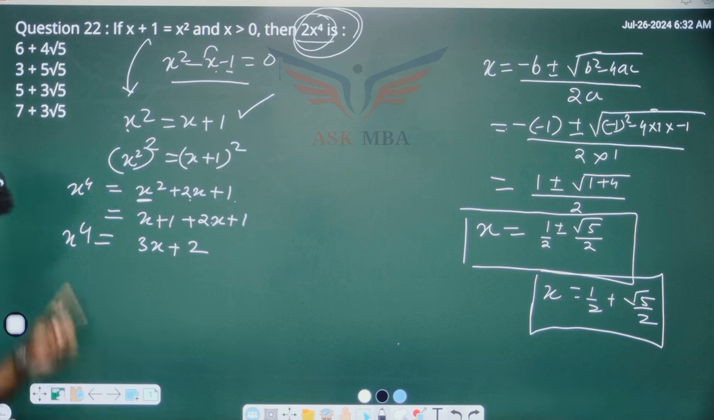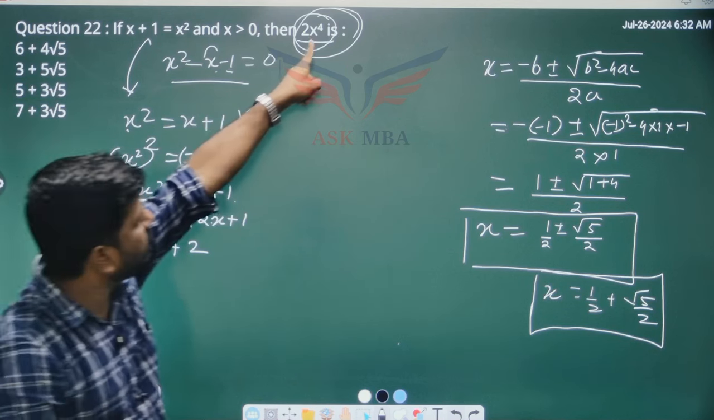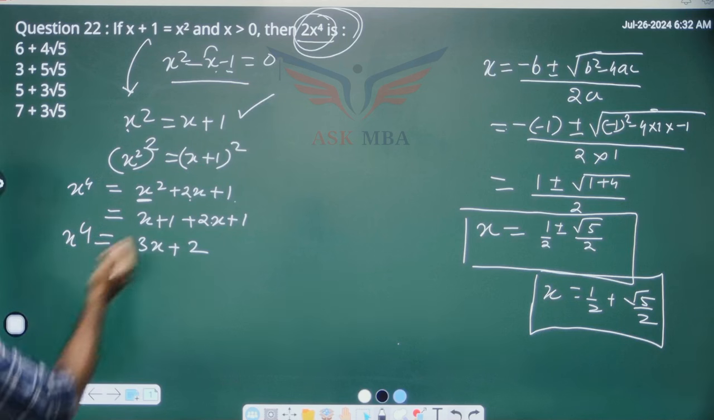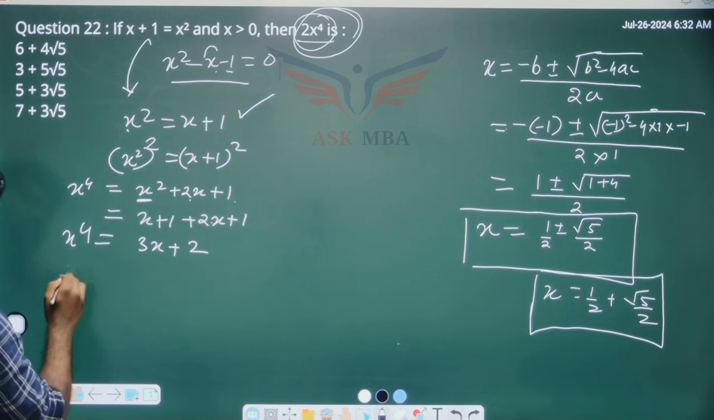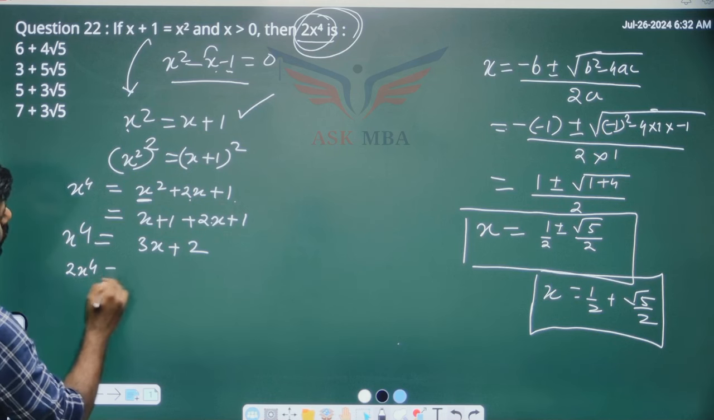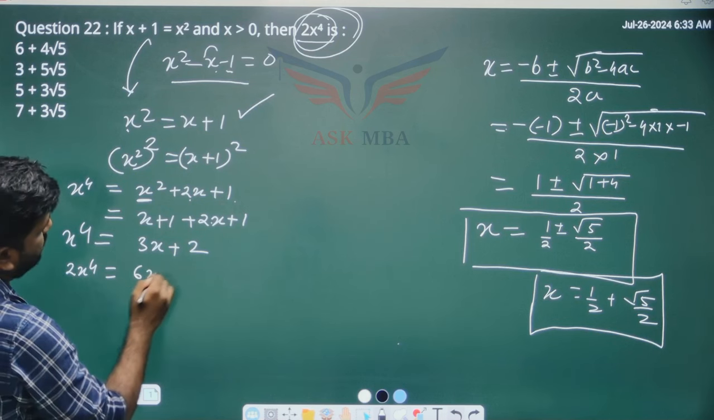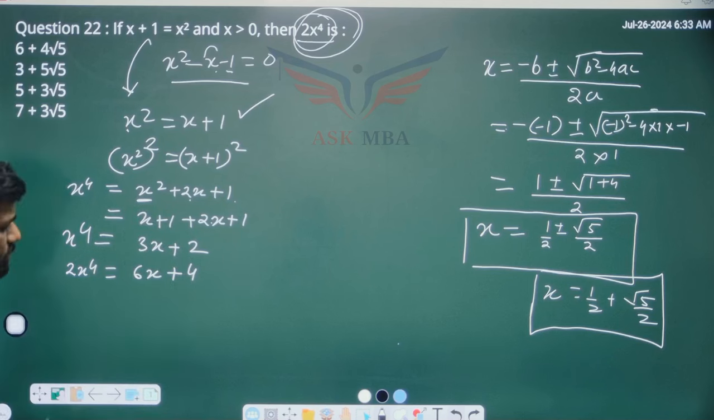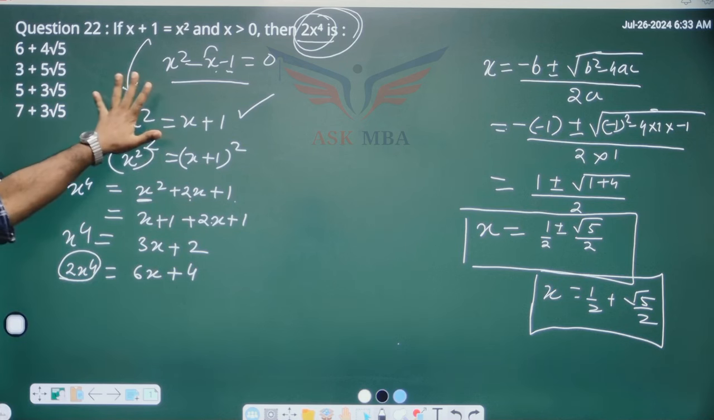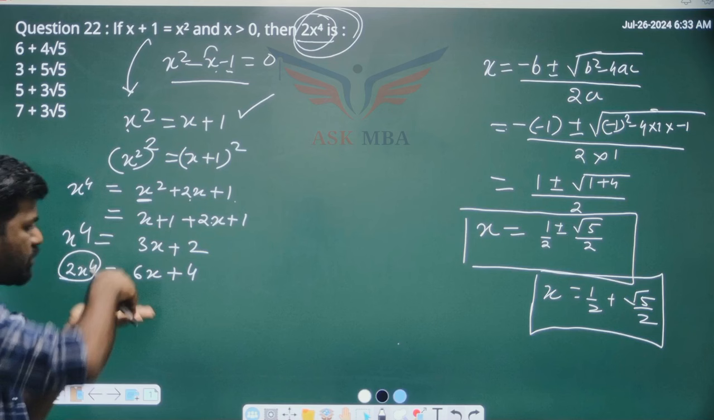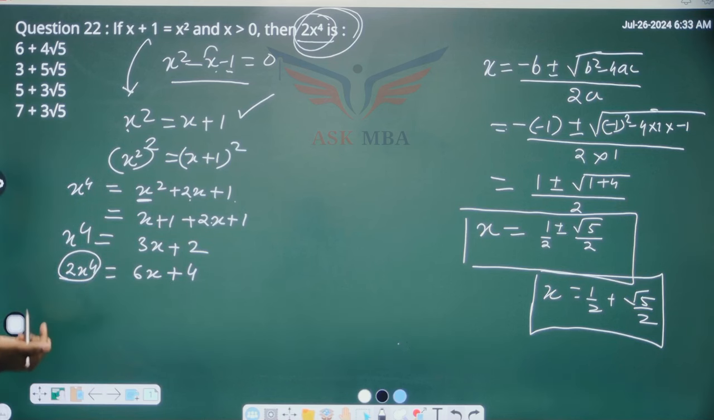So far we have x power 4 equal to 3x plus 2. Now we have a coefficient of 2. What I can do is just multiply by 2 on both sides. So this will be 2x power 4 is equal to 6x plus 4. Now this is what we require. Now we simply need to put the value of x here, because we don't have any exponent, so this is a simple linear equation in one variable.